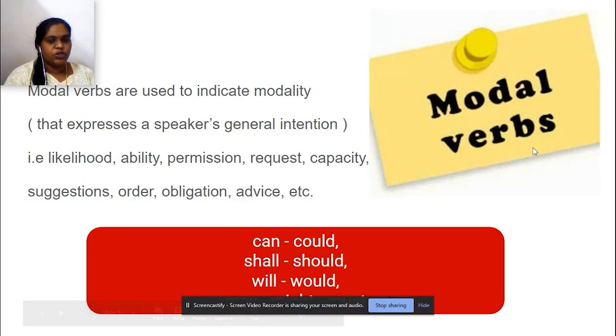Now let's look into what are modal verbs. Modal verbs are used to indicate modality that expresses the speaker's general intention, like likelihood, ability, permission, request, capacity, suggestions, order, obligation, advice, etc.